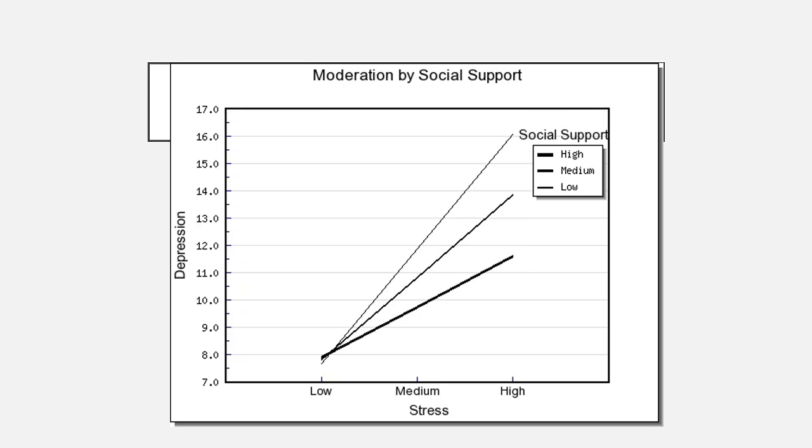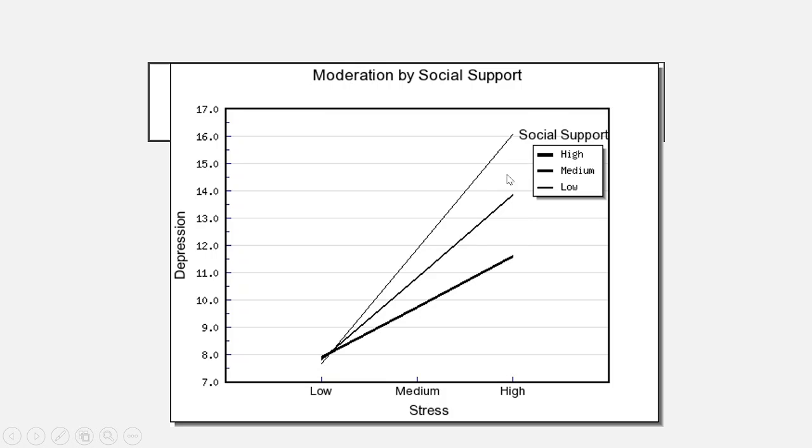What happens when you take social support into account, which as you can see has been split into levels of high, medium, and low. So this thicker bar represents people who have a lot of social support. This thinner bar represents people with very, very low levels of social support. What you see is that the slant of these three lines is different, which indicates that levels of the moderator is associated with different strengths of the correlation between depression and stress.